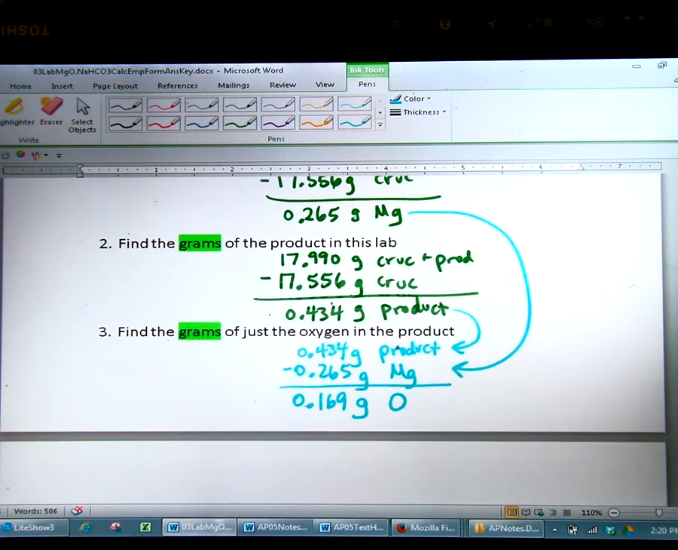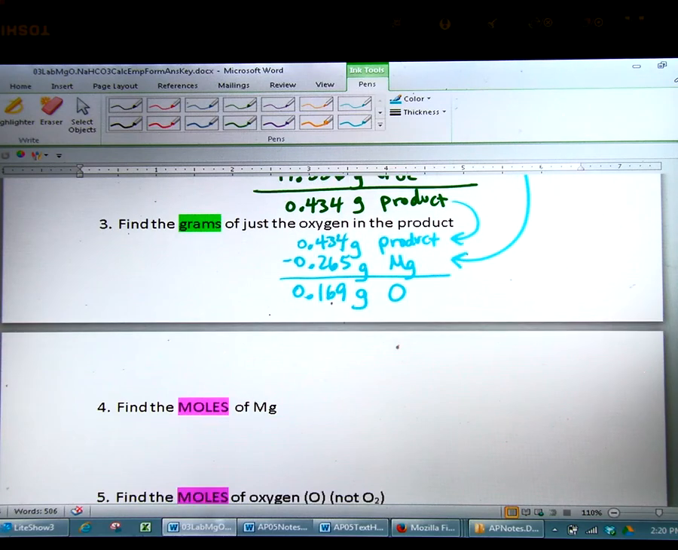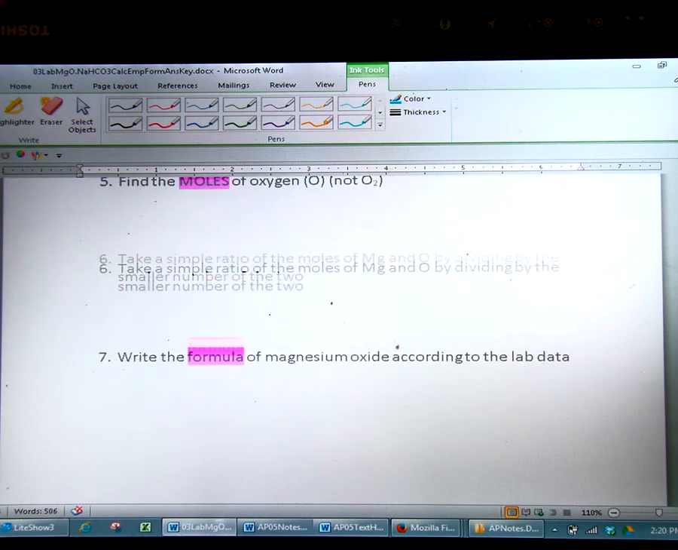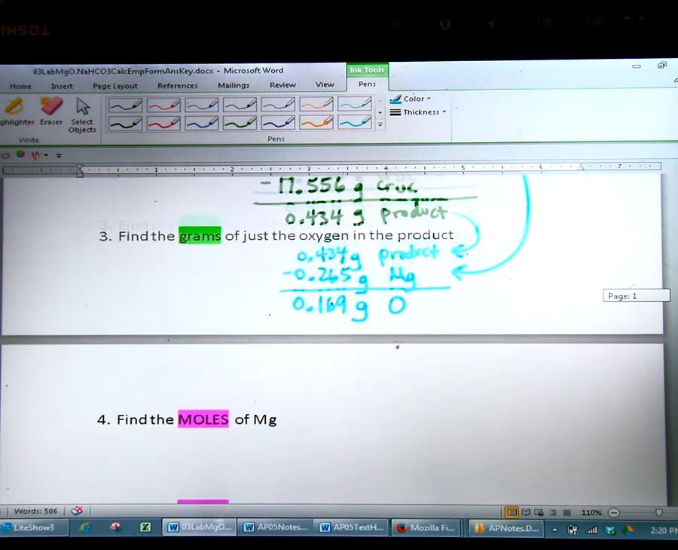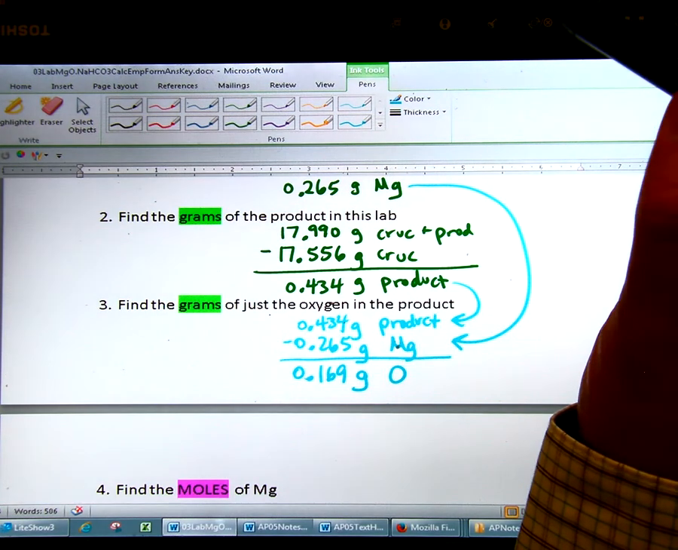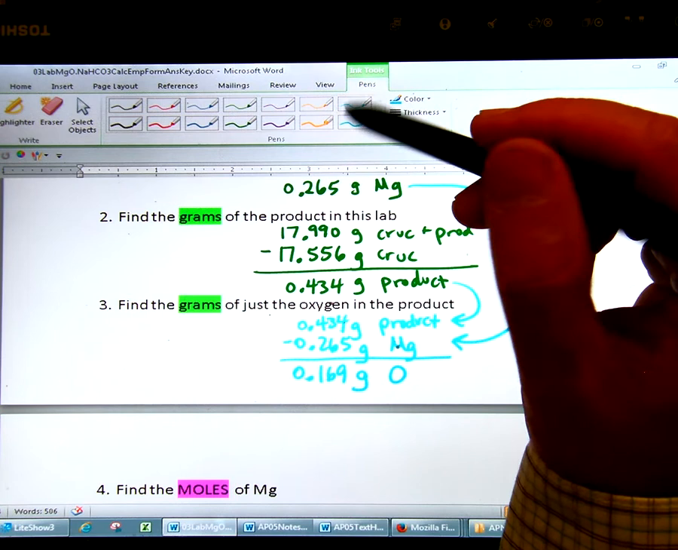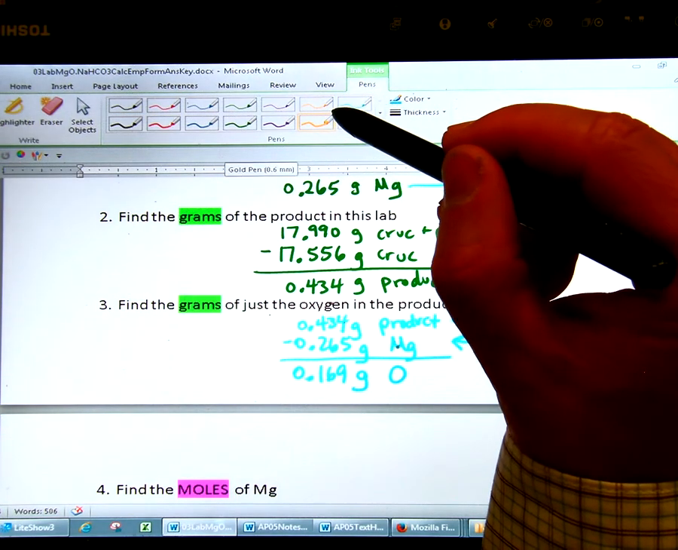Now to get a percent, remember what percents are. We'll do that later actually. Oh, I guess I forgot to put that on here. All right, well we're going to learn how to do that and then we'll do the moles. I should have put this on the paper. Let's find the percent of each, the percent of magnesium and the percent of oxygen. And I'll fix the notes so that you have it on your copy, but it's not going to be on this copy right here.